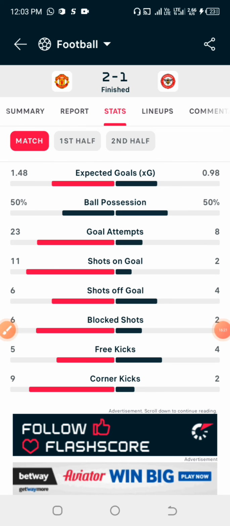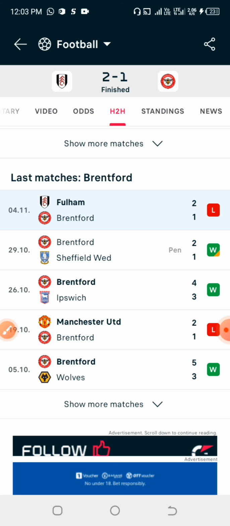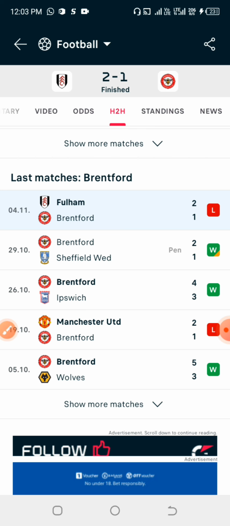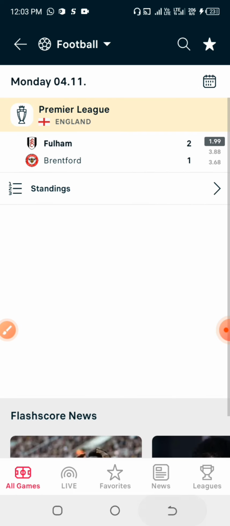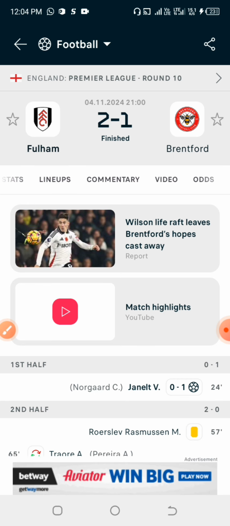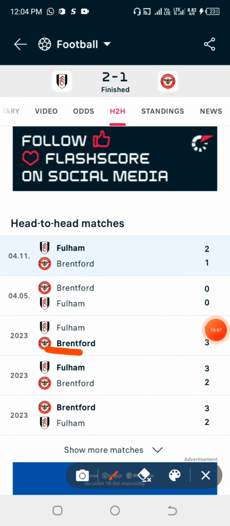So for the home team Fulham, in their last 2 games, they had a total of 23 corners. And for the away team, Brentford, they had a total of 20 corners. So joining both together, we are getting 43. And looking into their head-to-head, we are going to check the last 2 games. So go to their head-to-head, check the last 2 games.